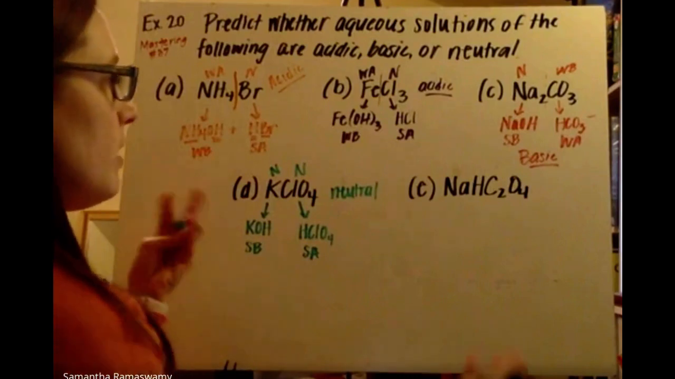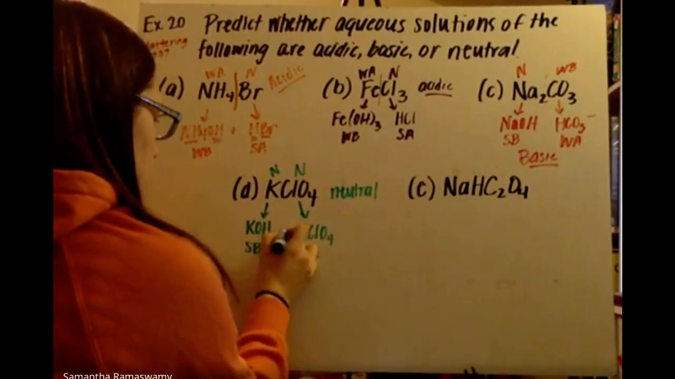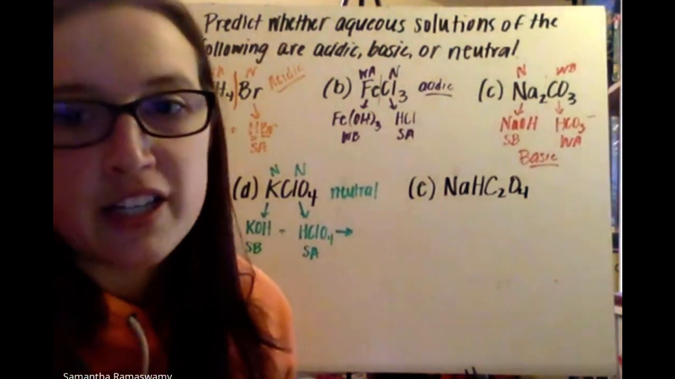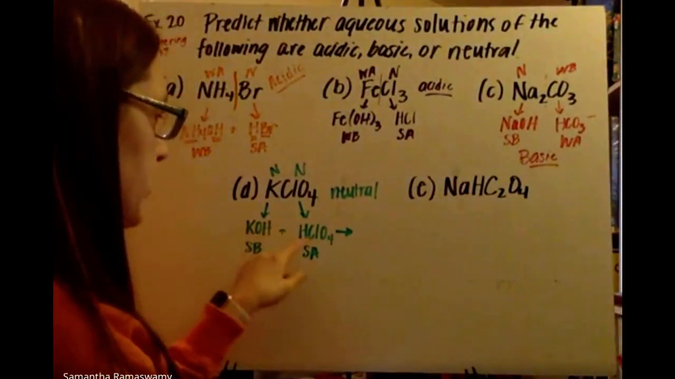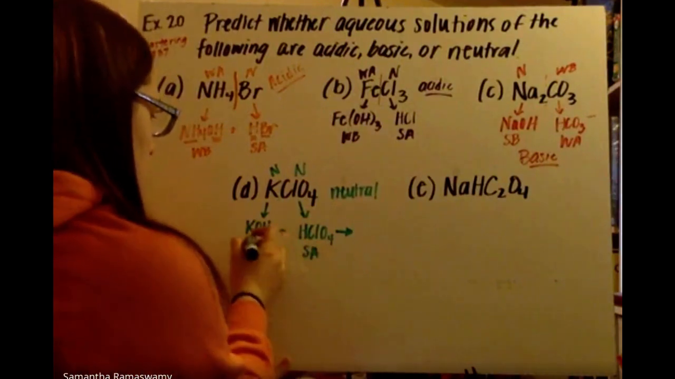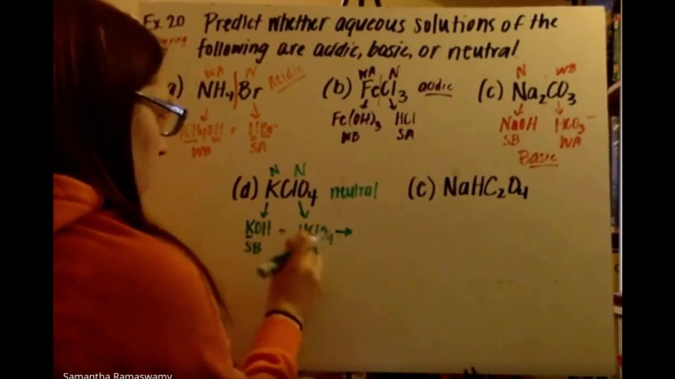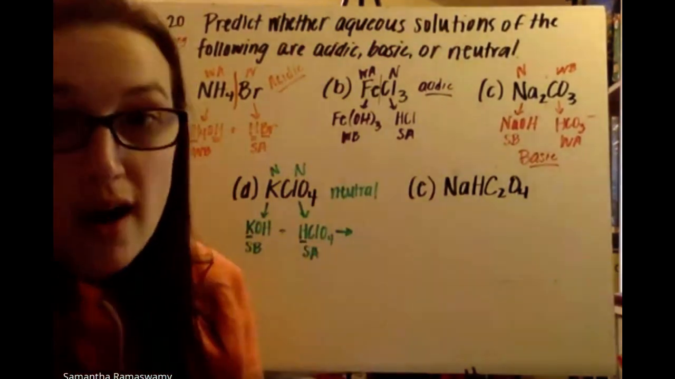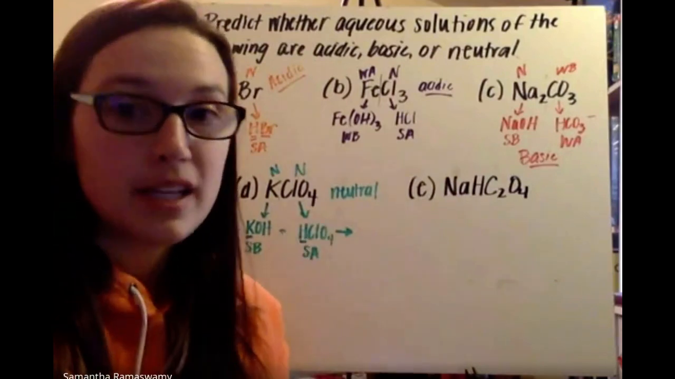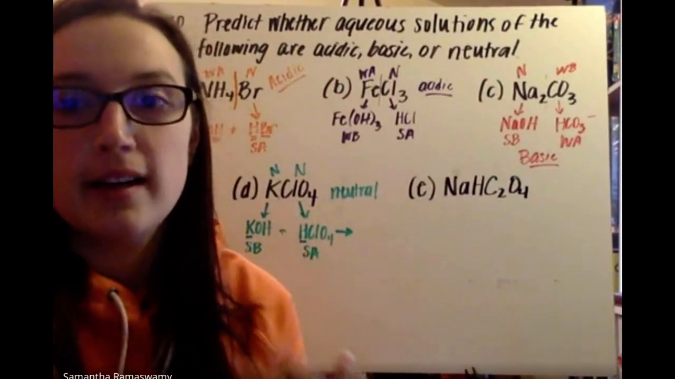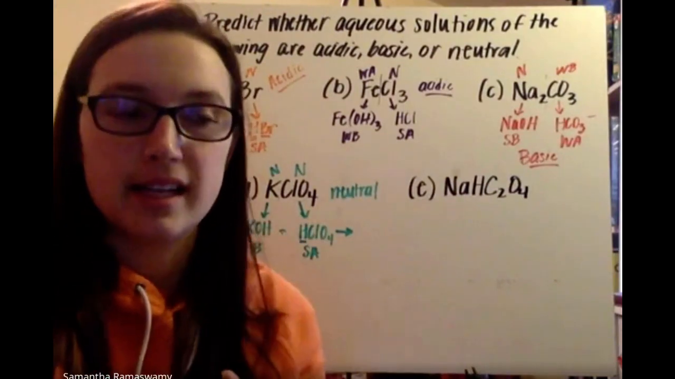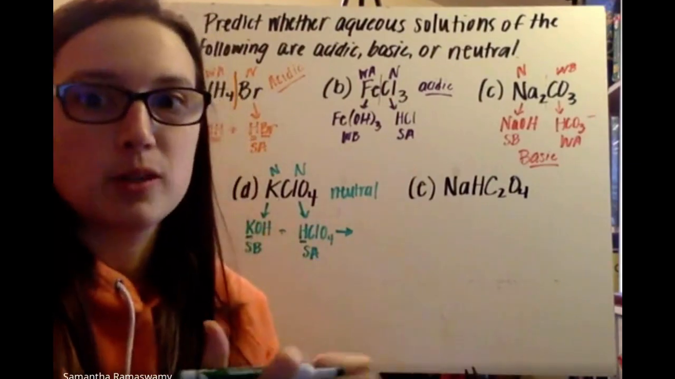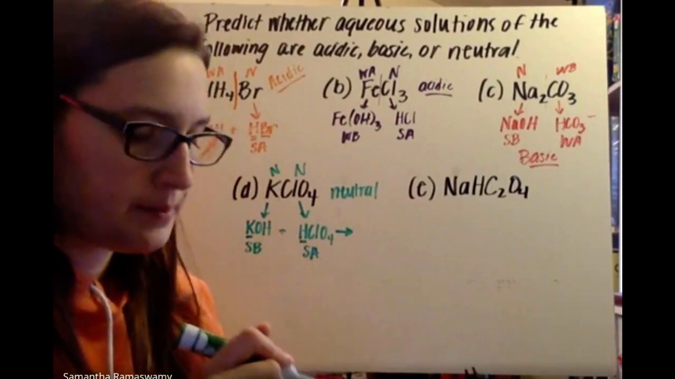Again, if we work backwards, an acid-base reaction is a double replacement reaction. So when I have KOH plus HClO4, my positive ions switch. H will combine with OH to produce water, and then K will combine with ClO4 to create KClO4. That's how we're looking at the acidity or basicity or neutrality of salts. We're going backwards. We're looking at the acids and the bases that they come from.